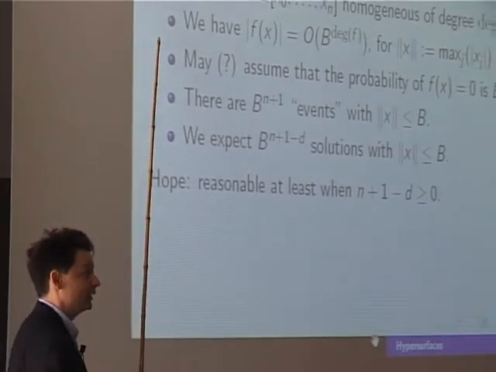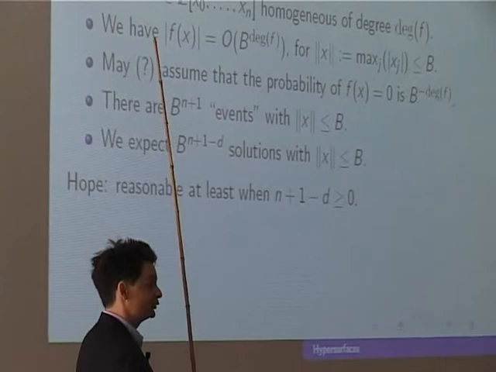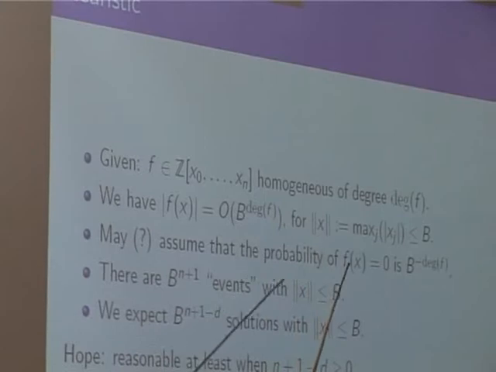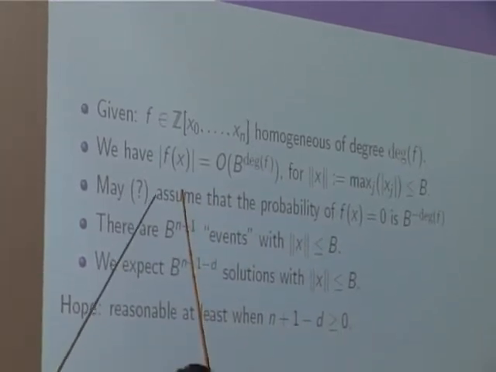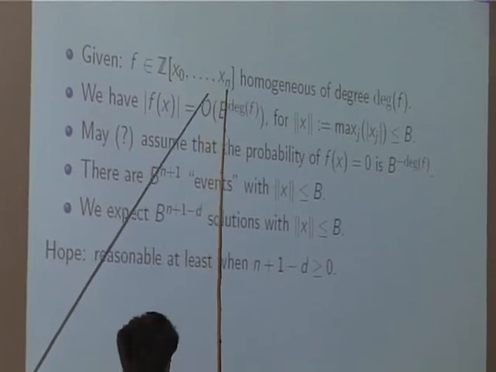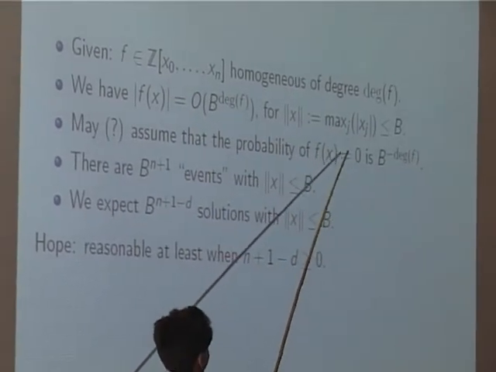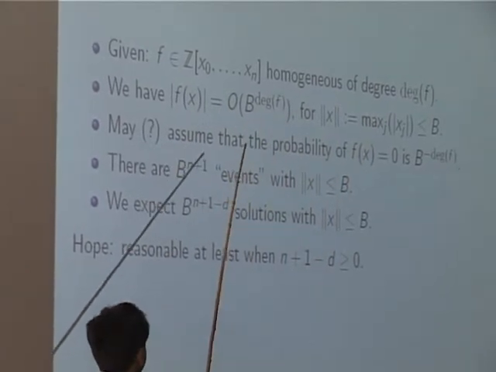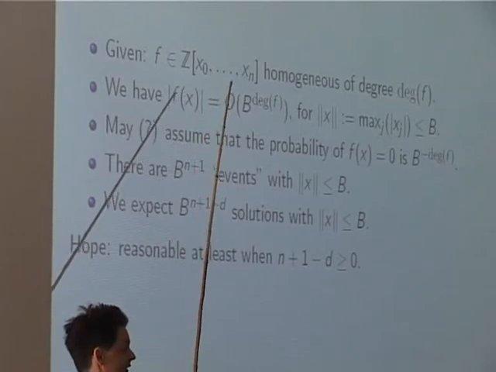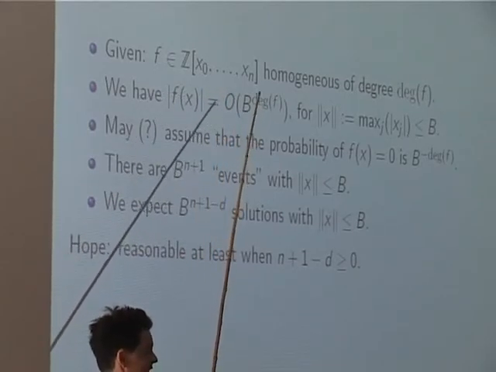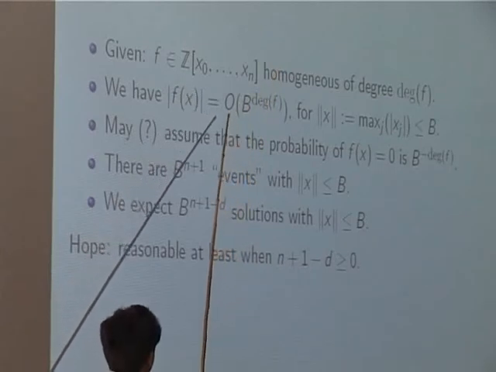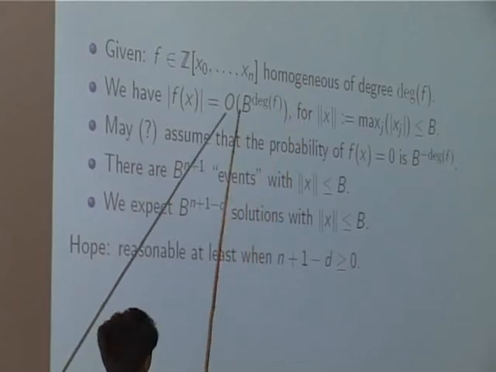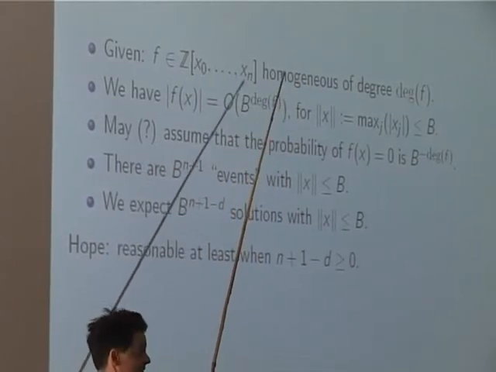So, how does it work? Why do we assume existence of solutions in low degrees? We look at a homogeneous equation of a given degree d, and our variables are allowed to move from minus b to b. Each monomial is at most b to the d. So we have finitely many monomials, and the range of the absolute value of f of x will be on the order of b to the degree.